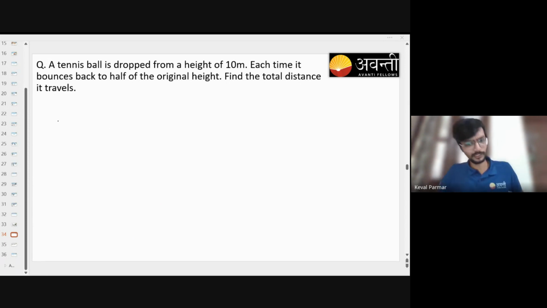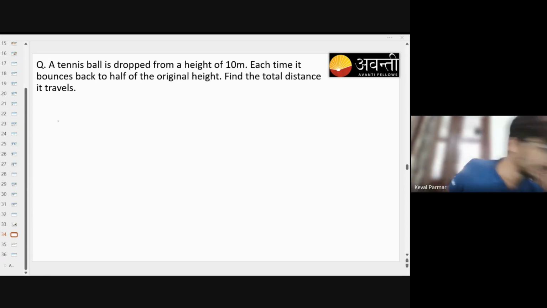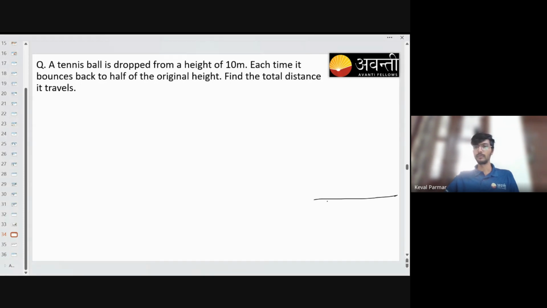Chalo. If you can solve this question, then I think you understand S infinity very easily. Let's read the question and try to understand. A tennis ball is dropped from a height of 10 meters. Suppose this is the ground, and the ball is dropped from a height of 10 meters. So the distance is 10 meters.